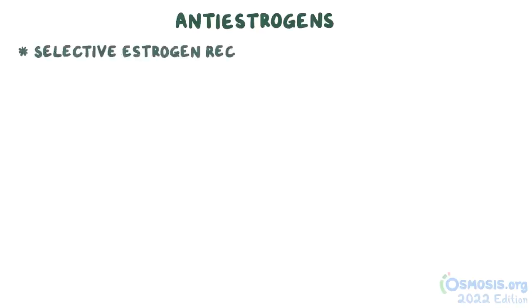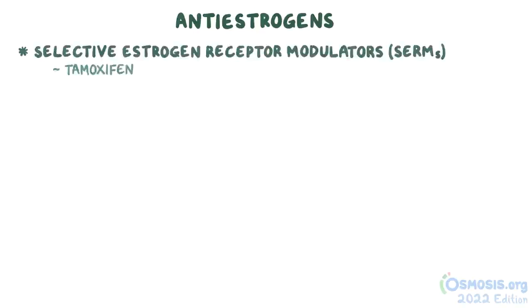Okay, next we have anti-estrogens. Let's start by looking at the selective estrogen receptor modulators, or SERMs, which include tamoxifen, raloxifene, and clomiphene. Remember, SERMs have estrogen agonist effects in some tissues, but act as estrogen antagonists in others. Okay, but let's be more specific.